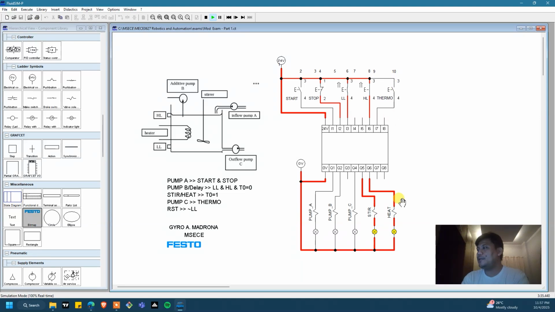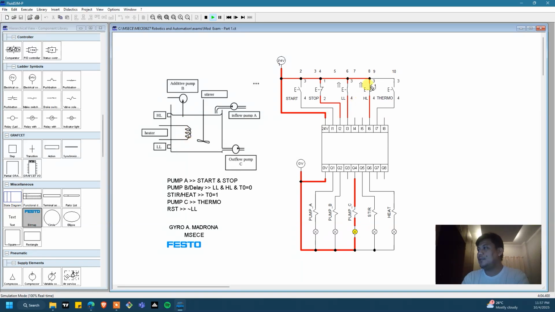If I press, this will be deactivated. Pump C will turn on. So take note of this lamp. I will press now. Okay, so pump C is now activated. So water will start to flow. It will start to decrease its height, right? So eventually your high level switch will be deactivated since water is now decreasing.